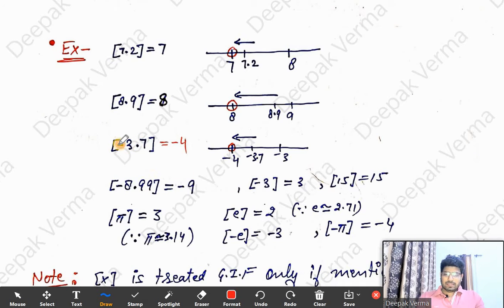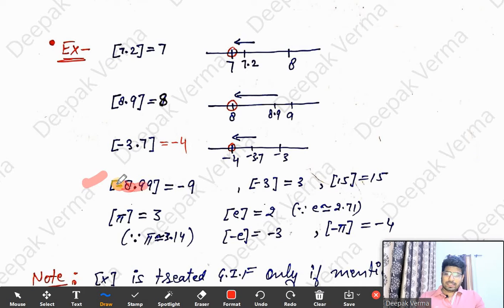Now if we take box minus 3.7, minus 3.7 is a value somewhere between minus 4 and minus 3. Is it clear? So let us take it is here, minus 3.7. Now we are standing here. Now what we have to do? We have to move towards left. The very first integer that we get is minus 4. So our required answer is of course minus 4. Hope it is clear.